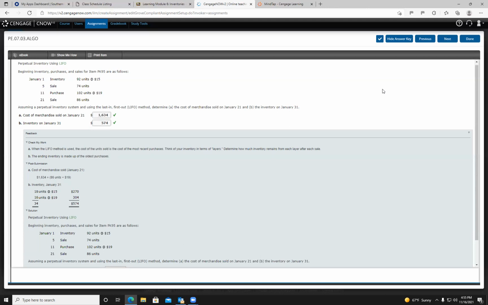All right, so again, it's asking us to determine the cost of merchandise sold on January 21st, and then it's asking us to determine the ending inventory balance as of January 31st. All right, so on January 21st, a total of 86 units were sold.